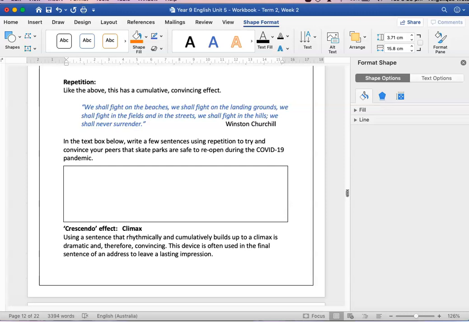In the text box below, write a few sentences using repetition to try and convince your peers that skate parks are safe to reopen during the COVID-19 epidemic. Use the Winston Churchill example above and write your own few sentences using repetition to try and convince some of your peers who may not believe that skate parks are safe to open that they in fact are safe to reopen during the COVID-19 pandemic. You can either pause this video and do that now, or you can come back to it after the video.